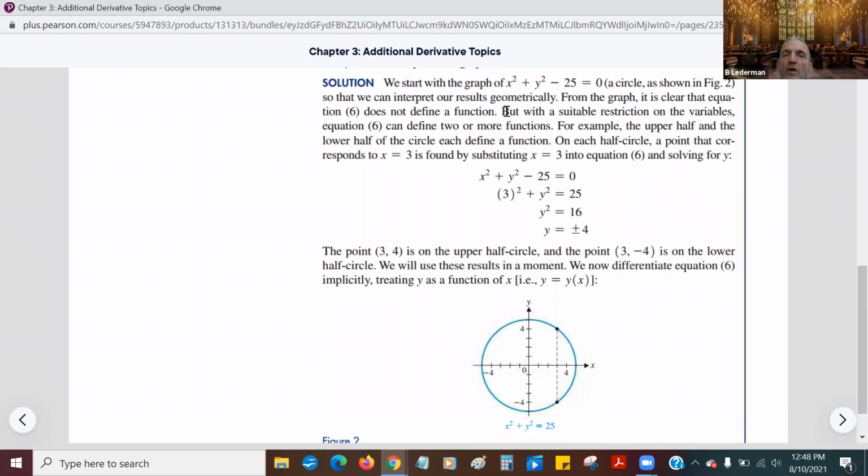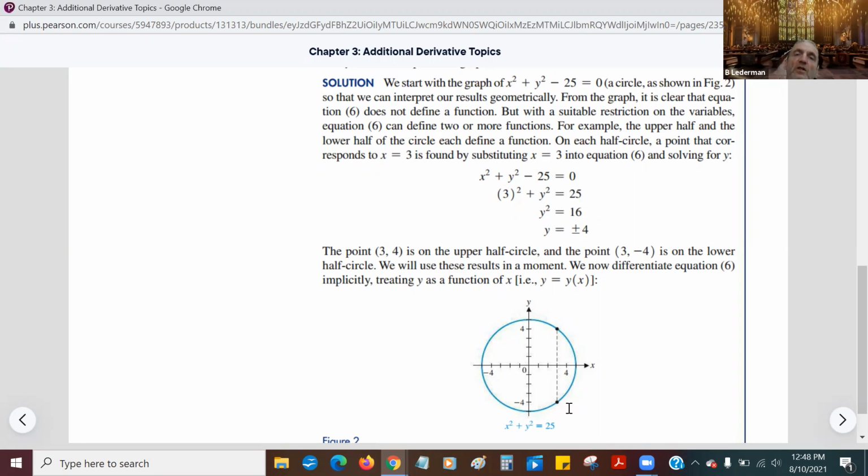So what we're going to do now is say x squared plus y squared minus 25 equals 0. And now we're going to take the derivative of what? I'm sorry, I'm getting ahead of myself. So we're going to plug in x equals 3. And when x equals 3, we solve for y. y is equal to plus or minus 4. So we want to look at the point (3, 4), which is up here, or (3, -4), which is down there. Those are the different y values for the x value of 3.